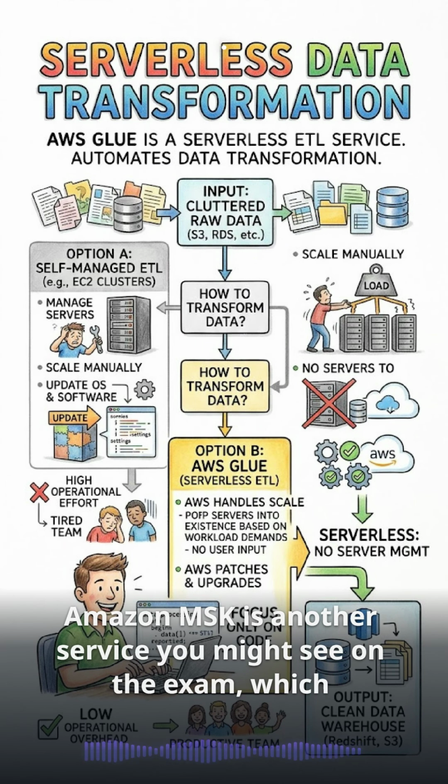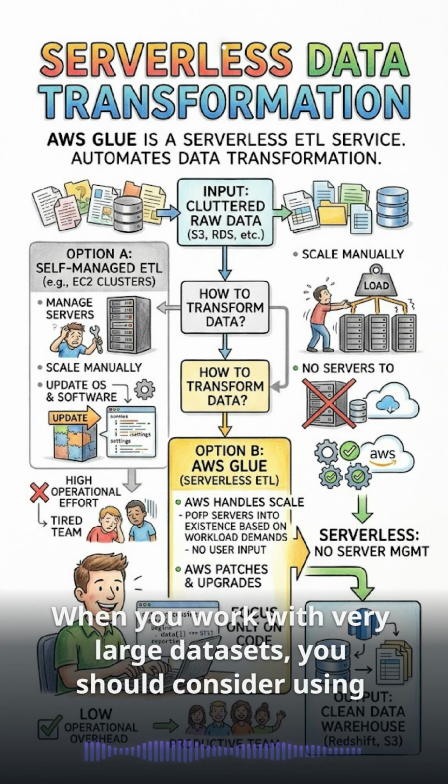Amazon MSK is another service you might see on the exam, which stands for Managed Streaming for Kafka. It is a fully managed service that makes it easy for you to build and run Kafka applications. Kafka is used for high-throughput data pipelines, which need to process millions of events every single minute.